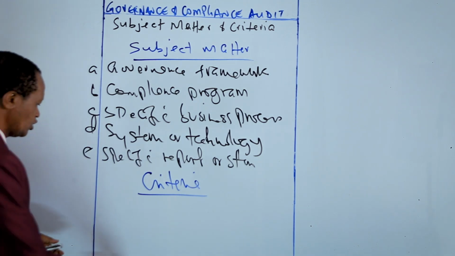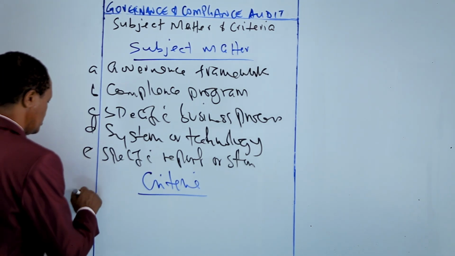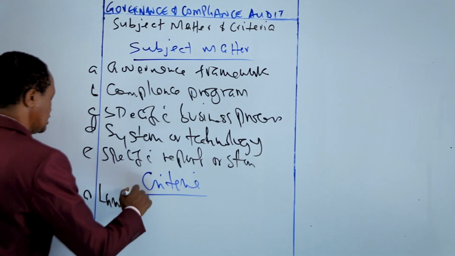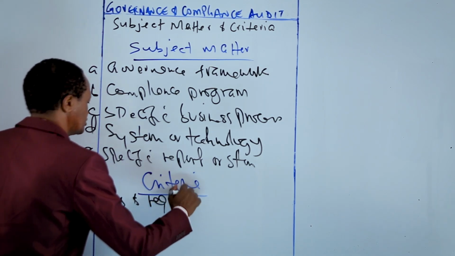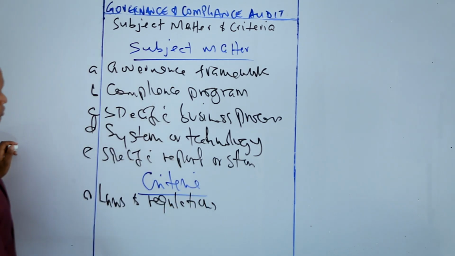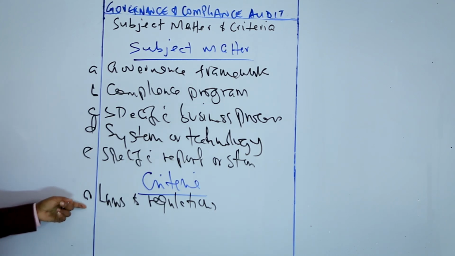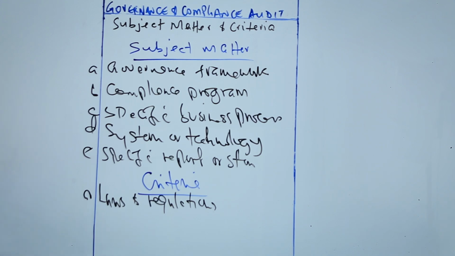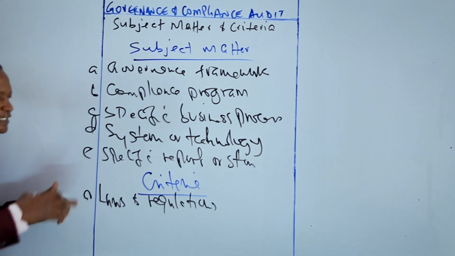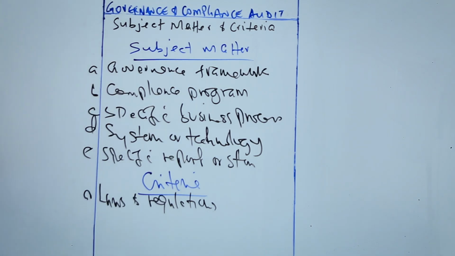Examples of criteria could be laws and regulations. If you are to carry out an audit of a compliance program, for example, you have to have a criteria which could be laws and regulations. This is the most common criterion for compliance audit. For example, the criteria for data privacy audit would be the specific articles and requirements of the Data Protection Act or other applicable protection laws.